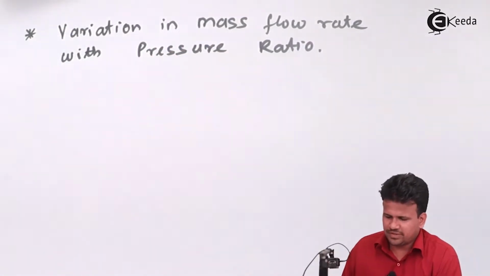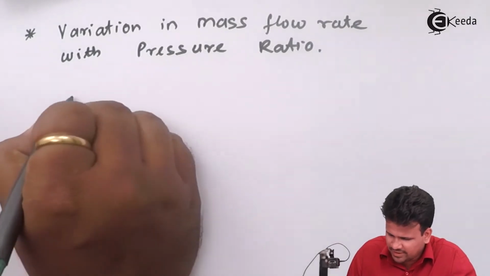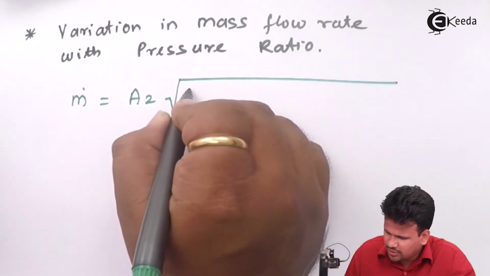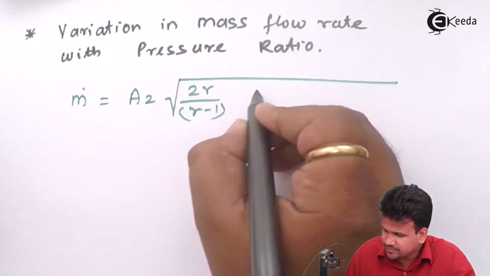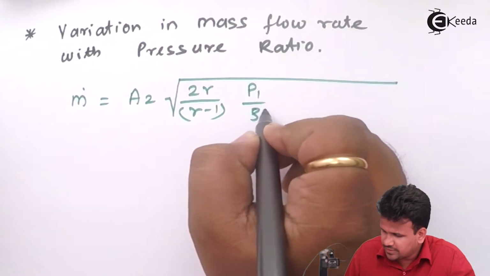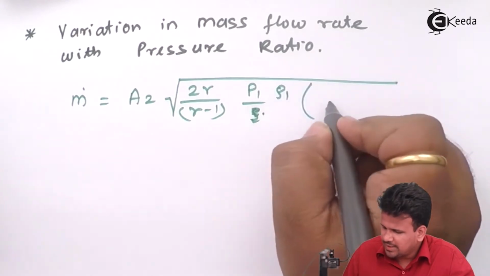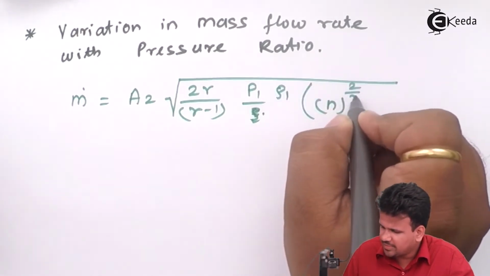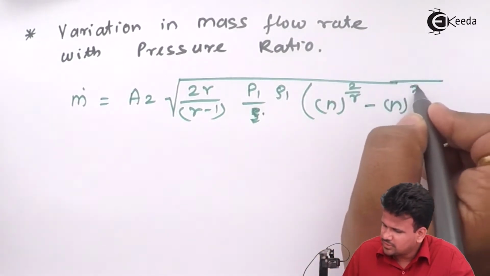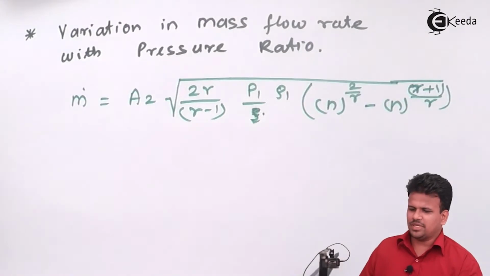Variation of mass flow rate with pressure ratio. Now, we know that the mass flow rate is given as m dot equals A2 into the square root of 2 times gamma upon gamma minus 1 into P1 into rho 1 into n raised to 2 upon gamma minus n raised to gamma plus 1 upon gamma. So this is the formula for mass flow rate.